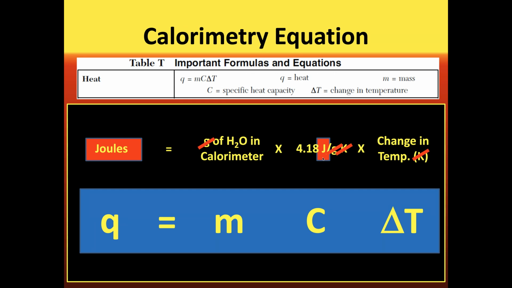That's calorimetry. Make sure you check out my video on YouTube called, what is it? What's the name of the video again? Oh, MC delta T. All right, so let's see. Yeah, you don't have to memorize it. It's right there on the reference table.